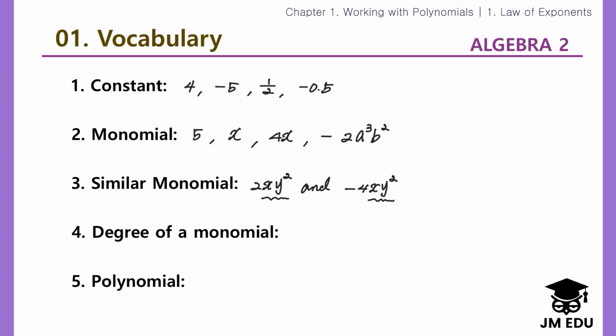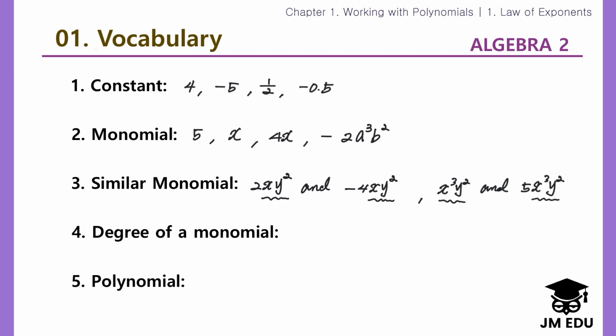Okay? Another example, let's say we have x cubed y squared, and we have 5x cubed y squared. Here, when we look at the variables, x cubed y squared, x cubed y squared, same variables, right? Then they're similar monomials. Number 4, degree of a monomial.